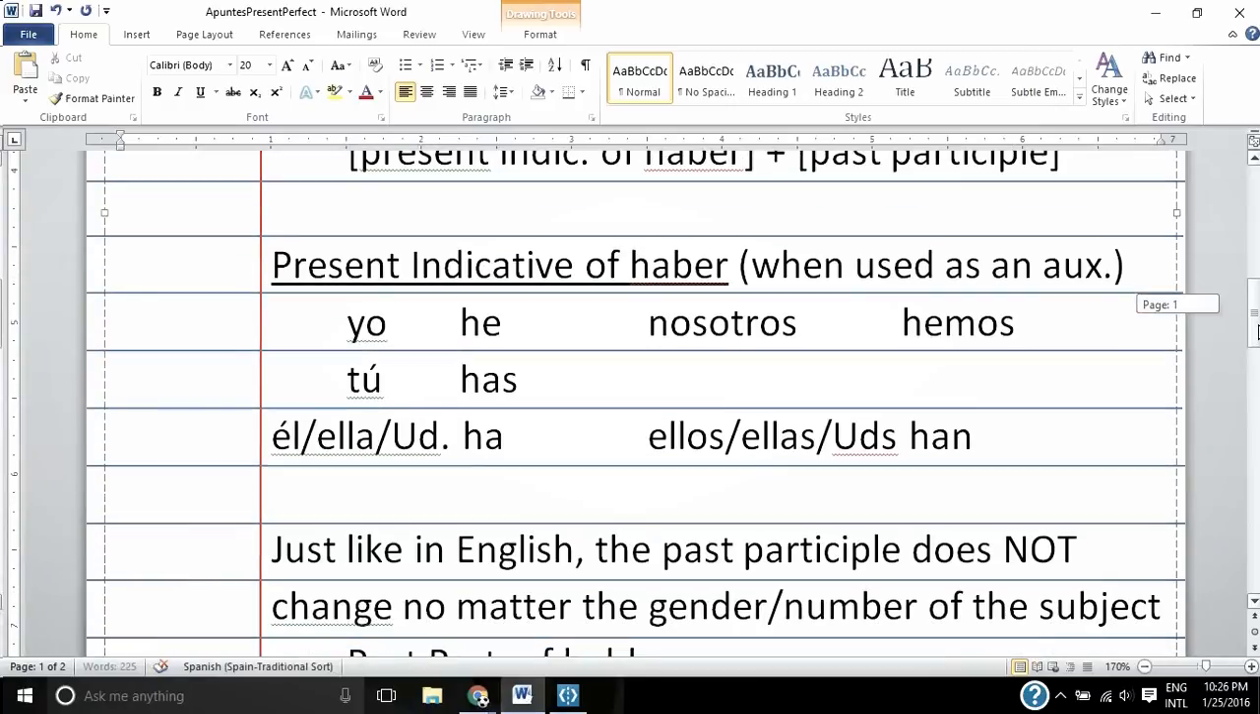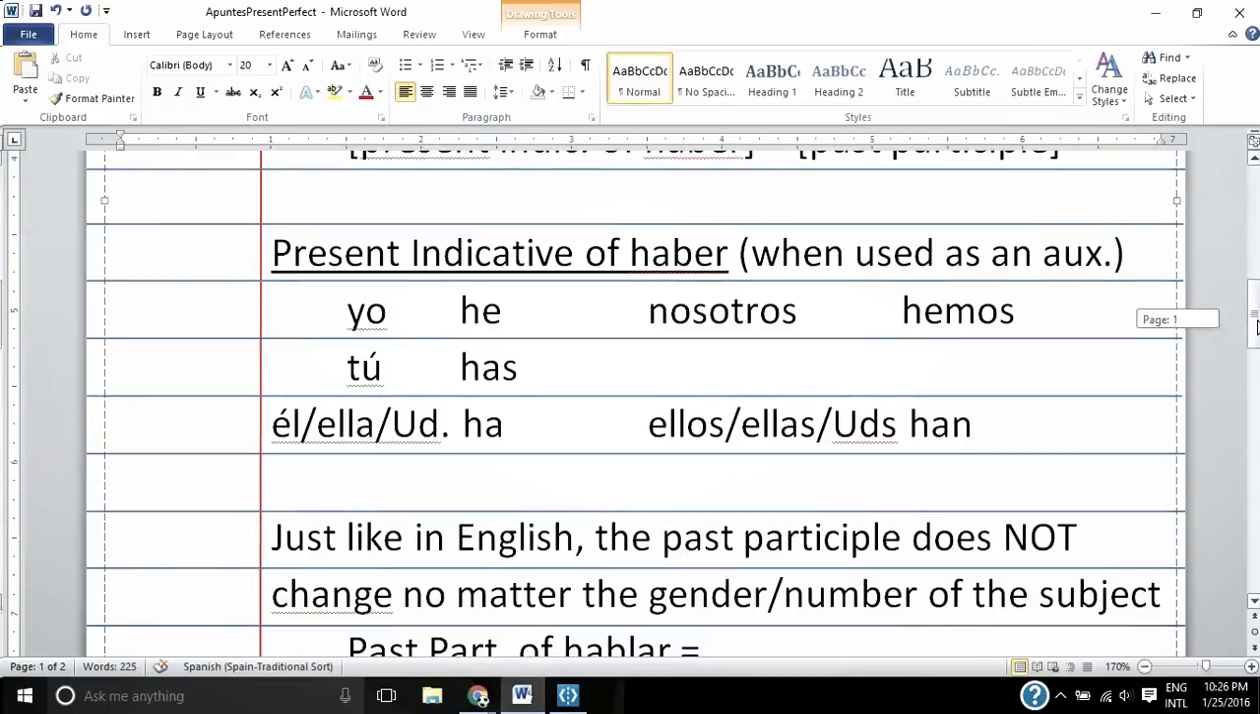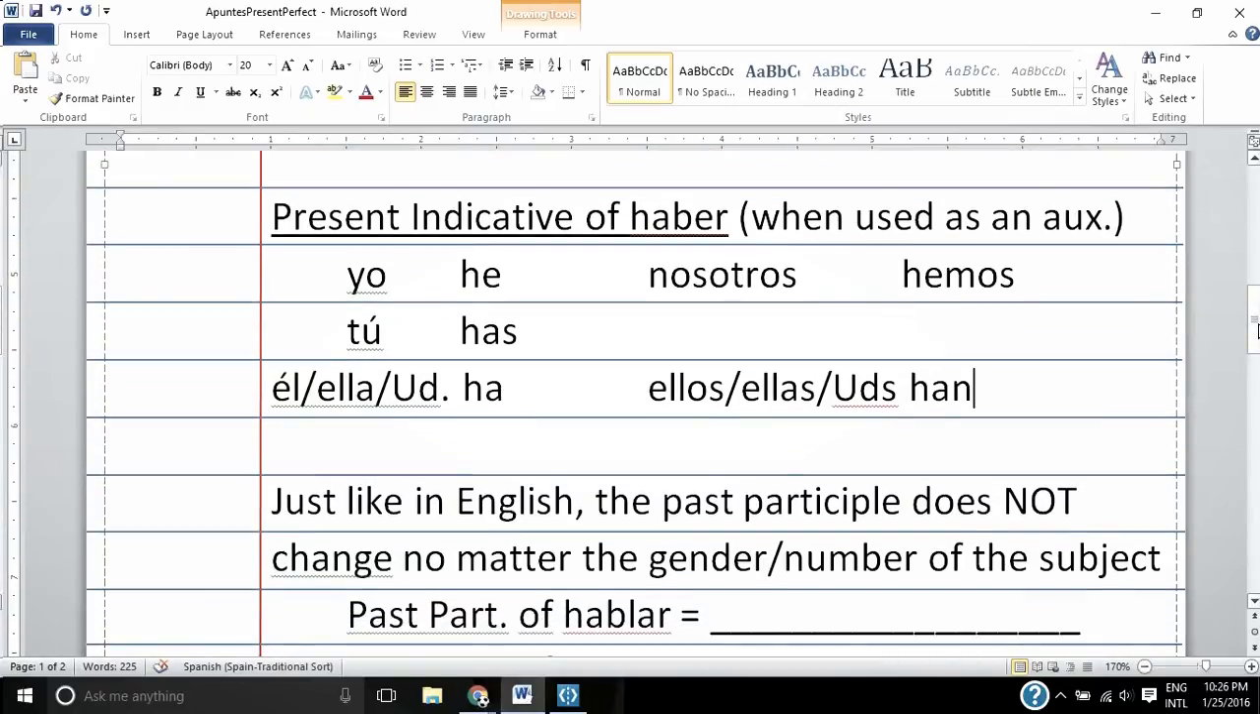All right, just like in English, the past participle will not change no matter the gender or number of the subject. So remember, when it's being used as an adjective and it's with estar, then yes, it changes. But here, it's being used as a verb. We don't change the endings on a verb based on gender and number. So for example, when next to the form of haber, hablar will always, always, always be hablado. And that's really important, always. Whenever it's next to haber, it'll always be that way.